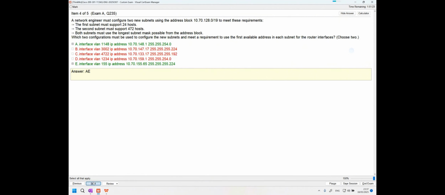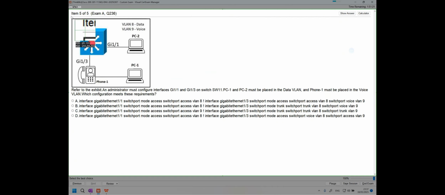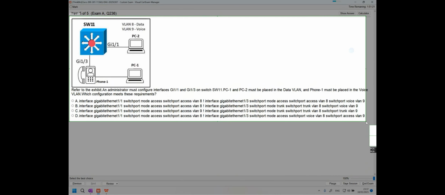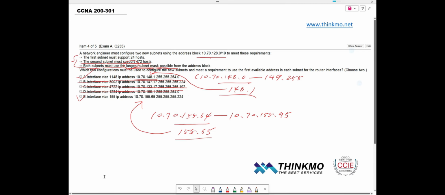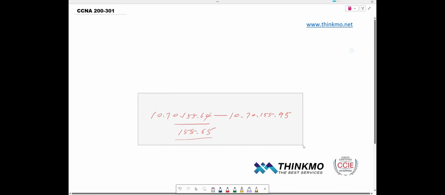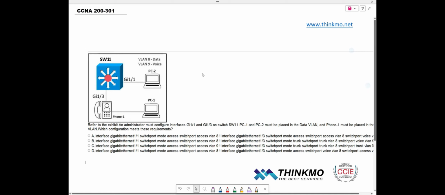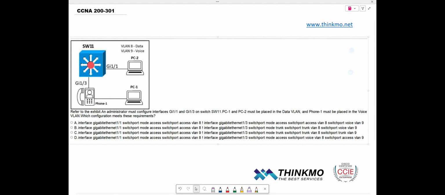Okay, let's look at the next question. Question 5. For question 5, it says to refer to the diagram. This diagram is actually quite simple. First, let's see how many labels there are here. VLAN 8 is data and VLAN 9 is voice, right?